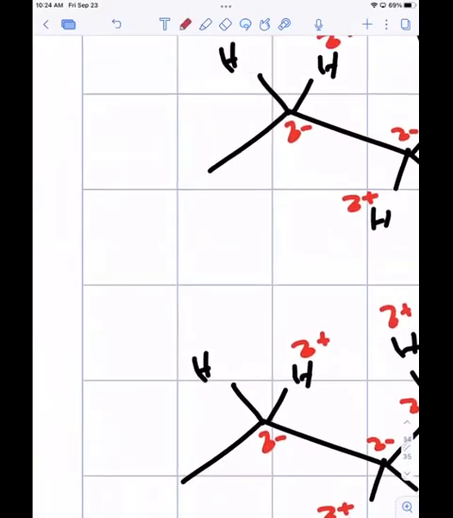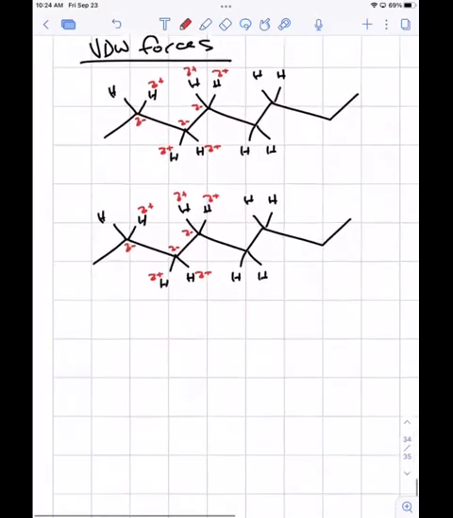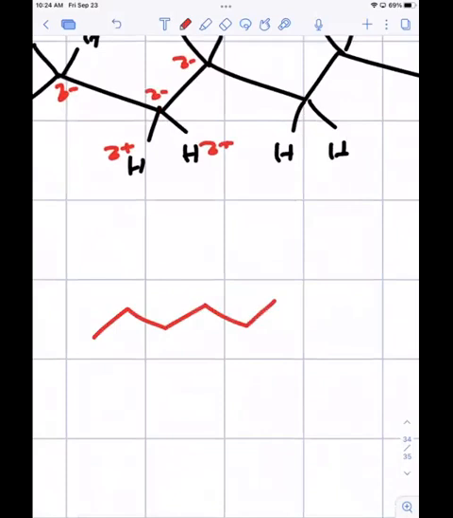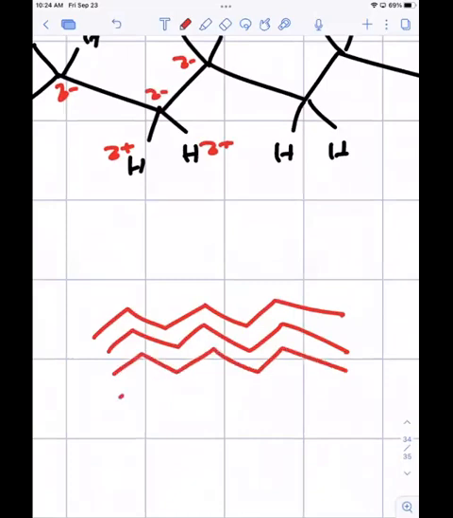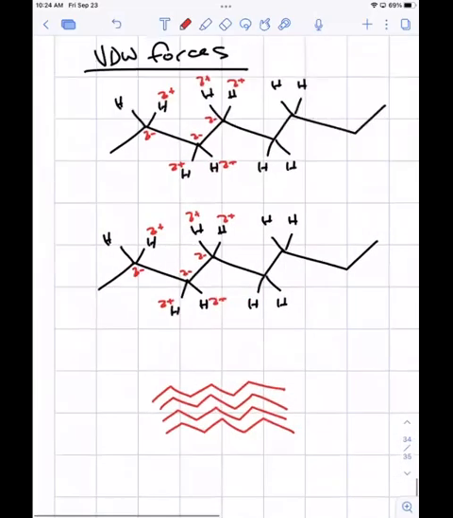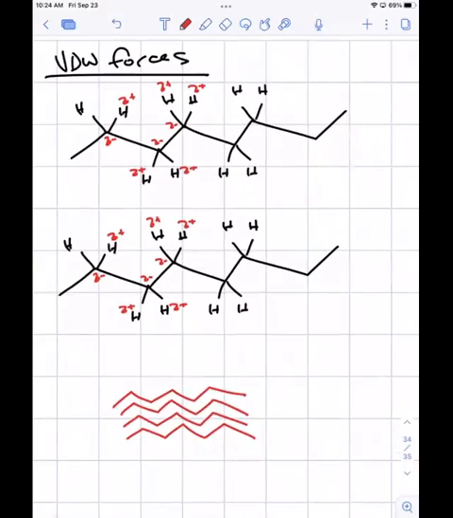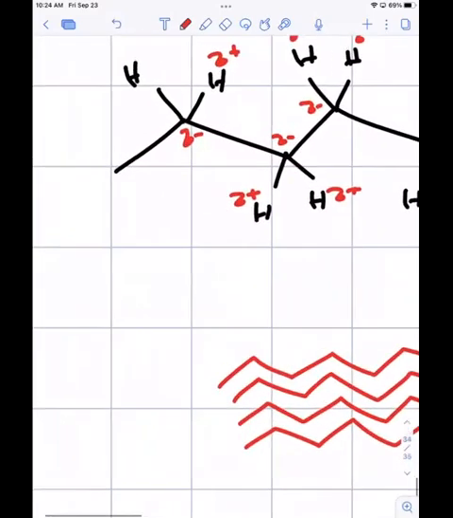I liken it to Velcro, right? If you're going to pack these molecules together, it's like packing Velcro. So you'll have an array of these molecules packed together. And what's holding them together is the charge, those little micro charges. Micro dipoles.